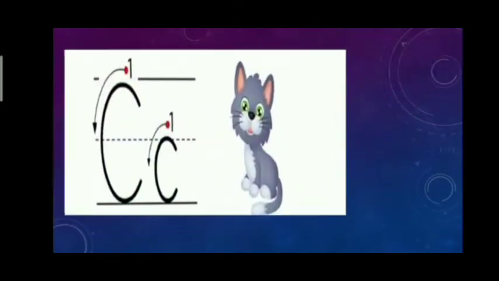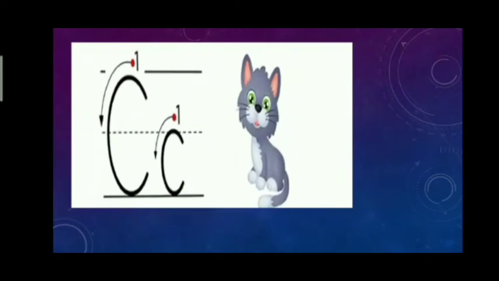Next letter is C. This is easy. We just have to make a simple curve. Look at the arrow carefully and then the proper formation will come. Now next is small c. Look at the red dot and the arrow.